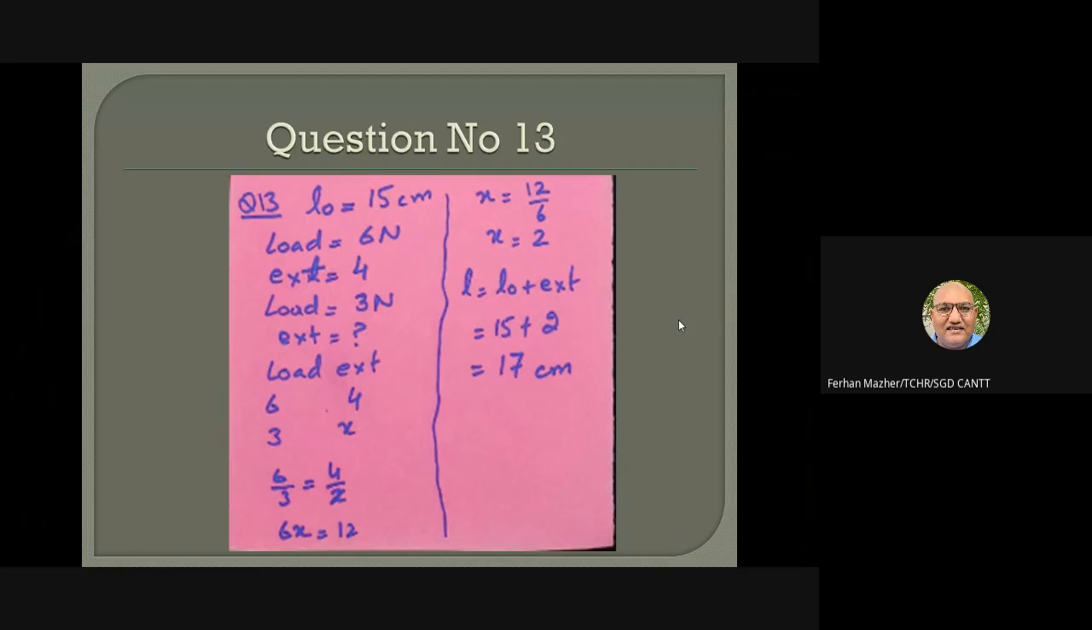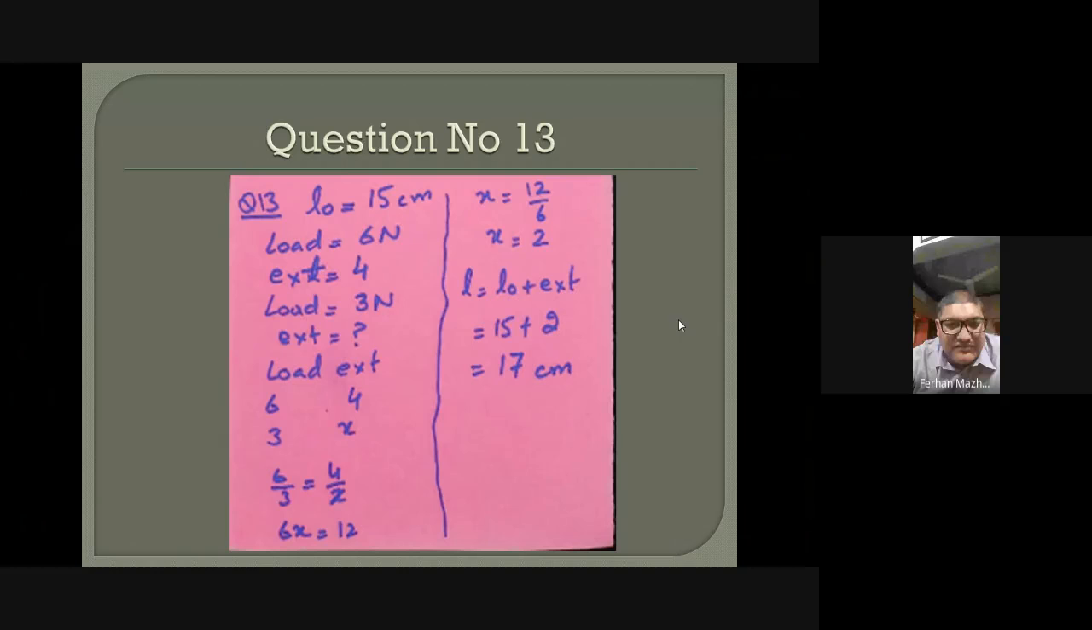So 6 divided by 3 equals 4 divided by x. Cross multiply: 6x equals 12. x will be equal to 12 divided by 6, so x will be 2 centimeter. So when you hang a 3 Newton load, the extension in the cord will be 2 centimeter. Now, what will be the length of the cord at that moment? The length will be L naught plus extension. L naught is 15, extension is 2. So the length will be 17 centimeter.